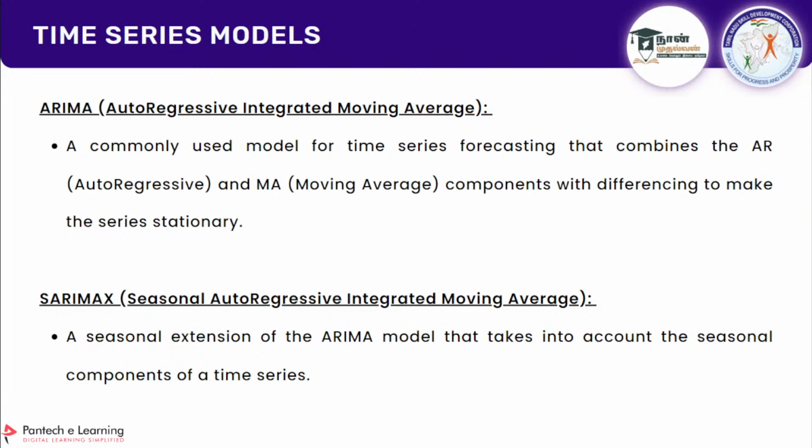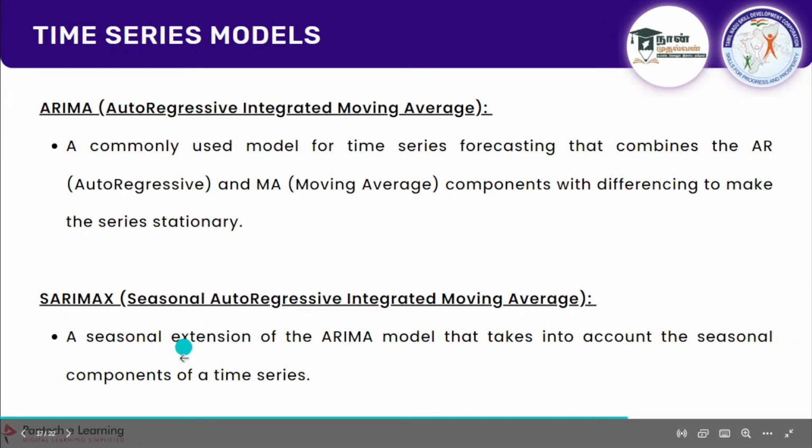So regarding this ARIMA model, auto-regressive integrated moving average, it is based on moving average. It is a commonly used model for time series forecasting that combines the AR, auto-regressive, and moving average components with differencing to make a series stationary. So this should be stationary, guys.